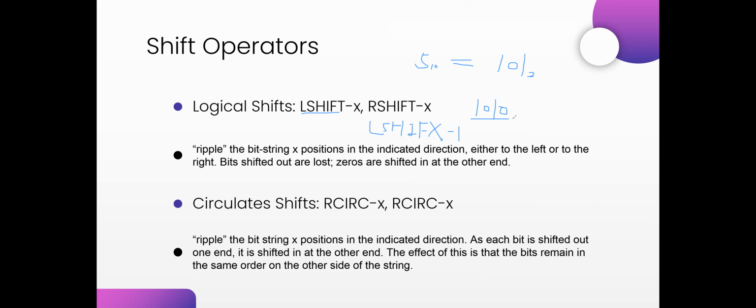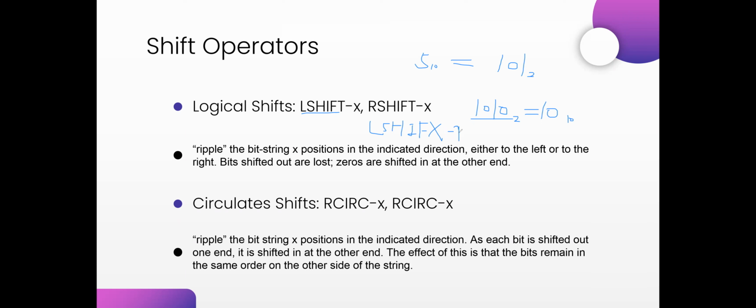So what is the decimal number for this? This is in binary, so what is the decimal number for this in base of 10? You can see this is 0, and this is 2, this is 0, this is 8. So basically this is 10, right? 10 in decimal in base of 10. So this is like left shift by 1.